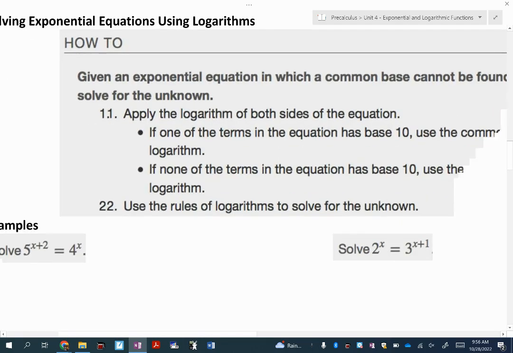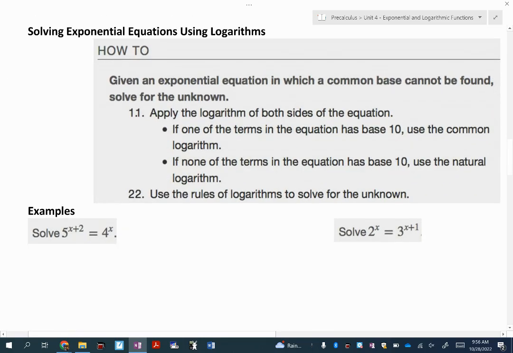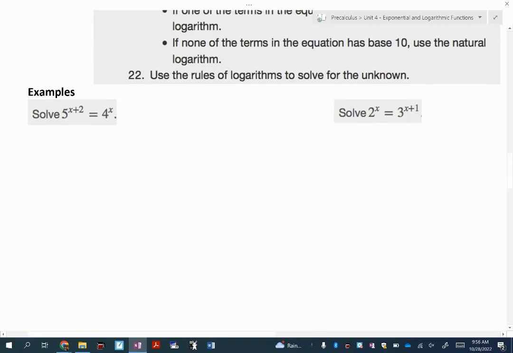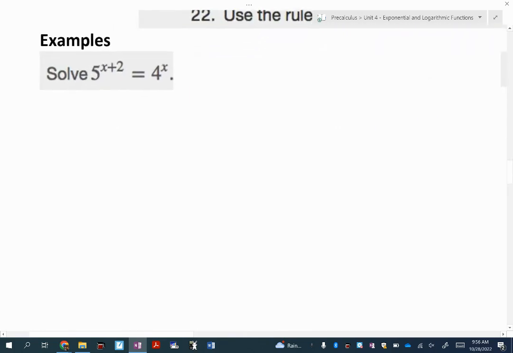Okay, now let's talk about why logarithms are important. The reason that we need logarithms is if you look at this next example, 5 raised to the x plus 2 power equals 4 to the power of x. What you'll notice is that our bases are not the same. Unfortunately, we cannot rewrite 5 and 4 using the same base like we did with that 256 base. We rewrote that using a 4. But in this case, we cannot.